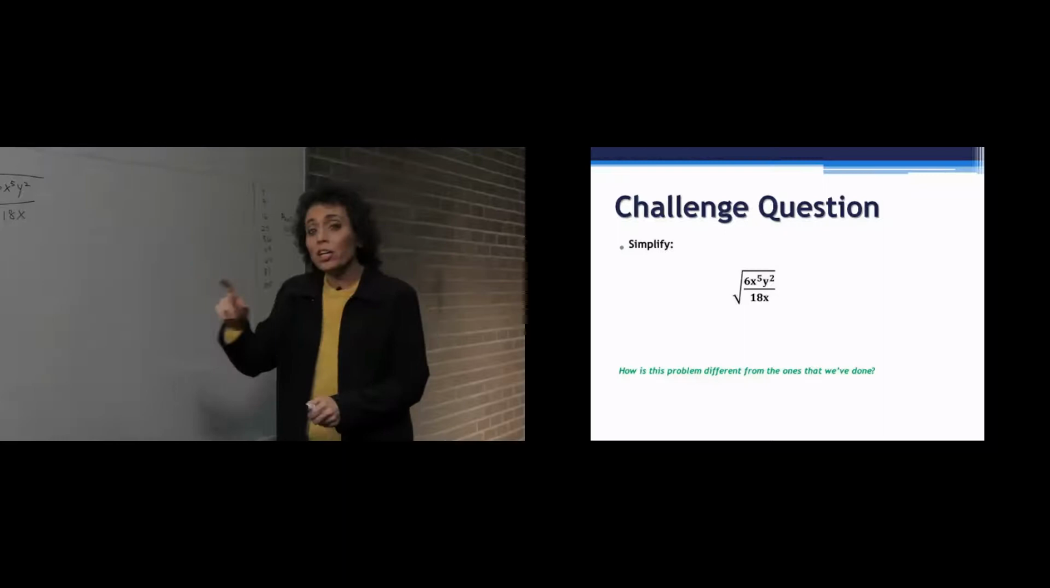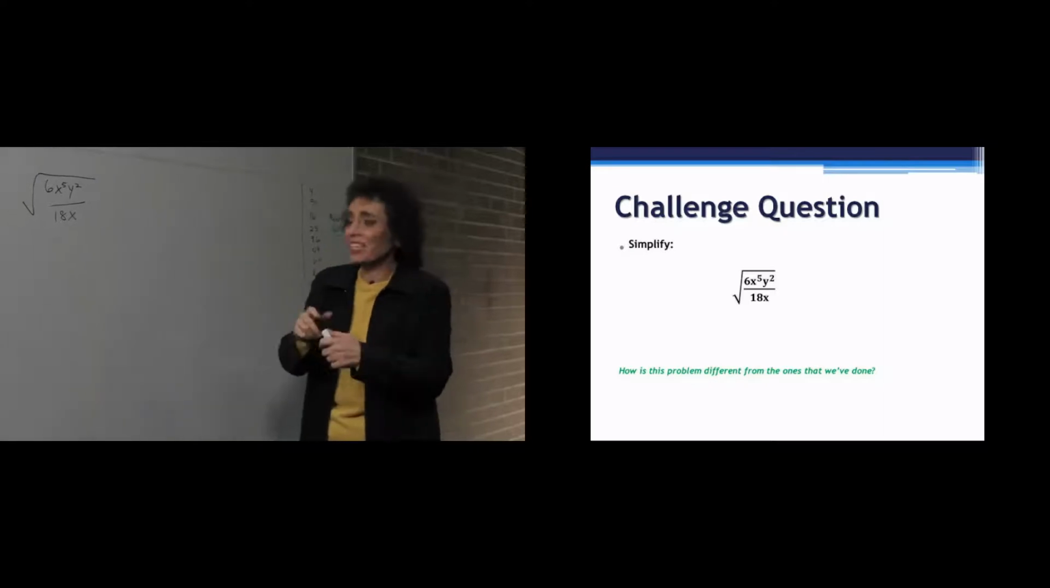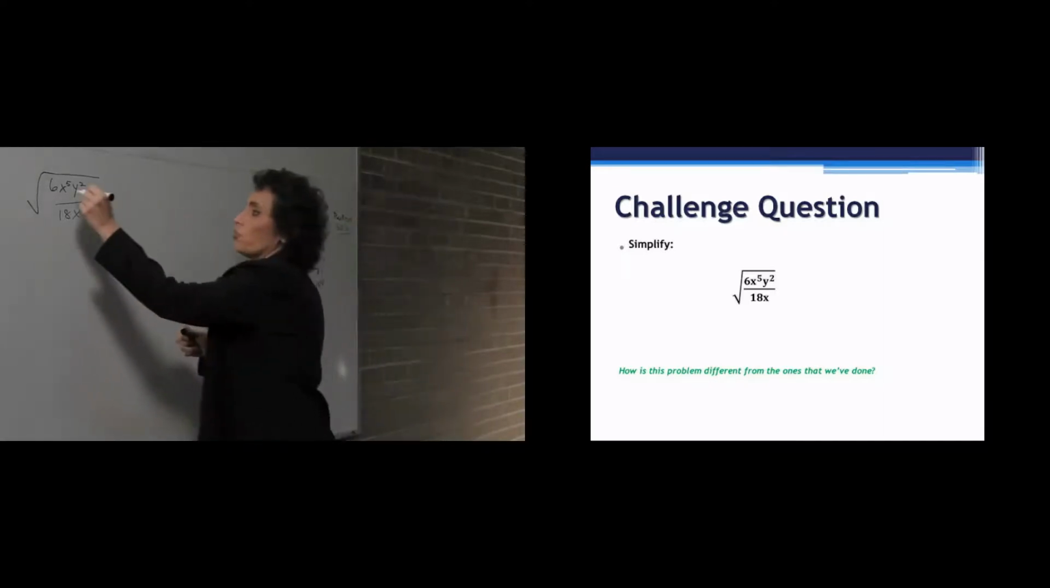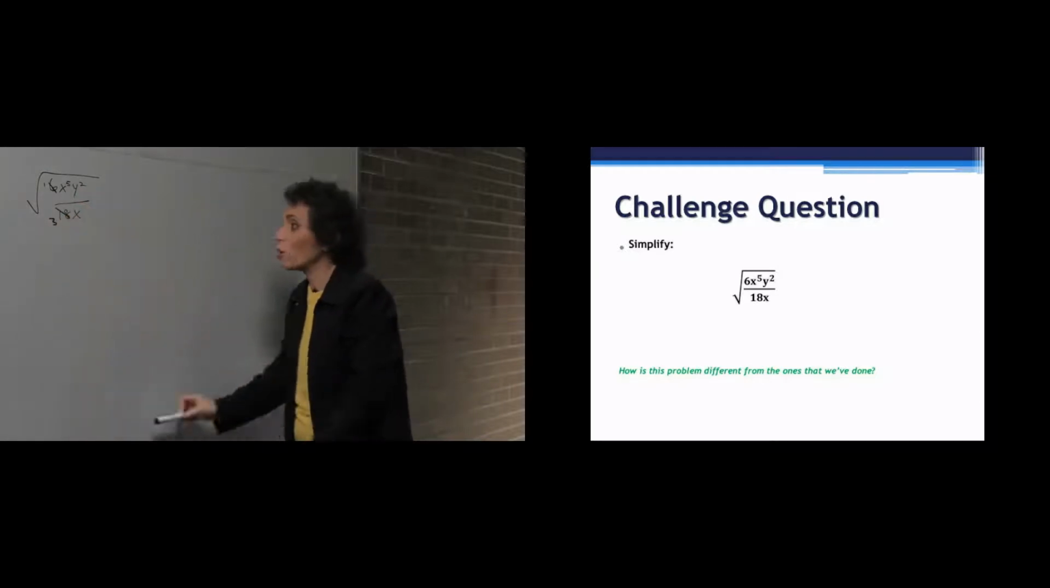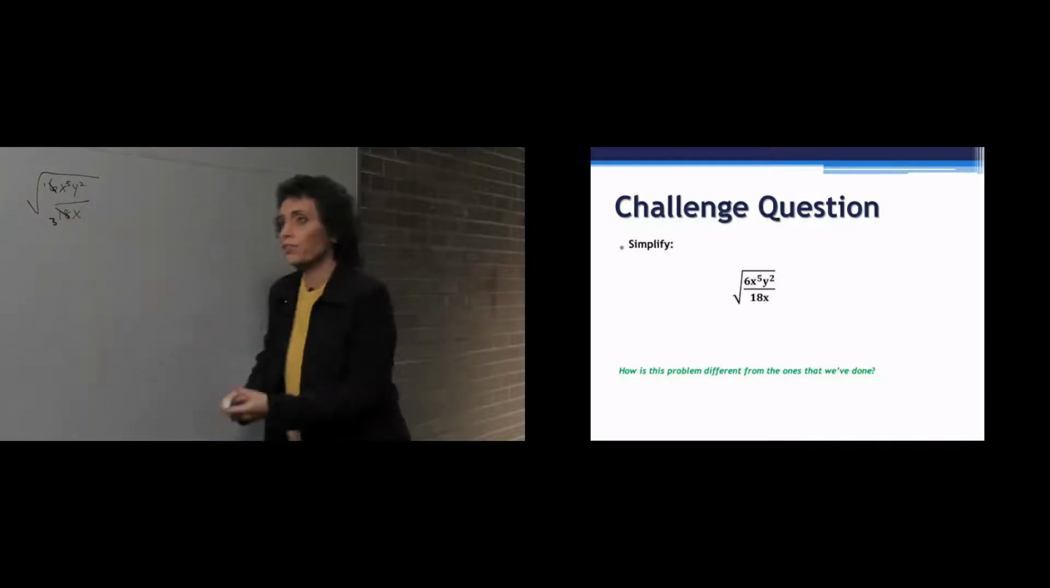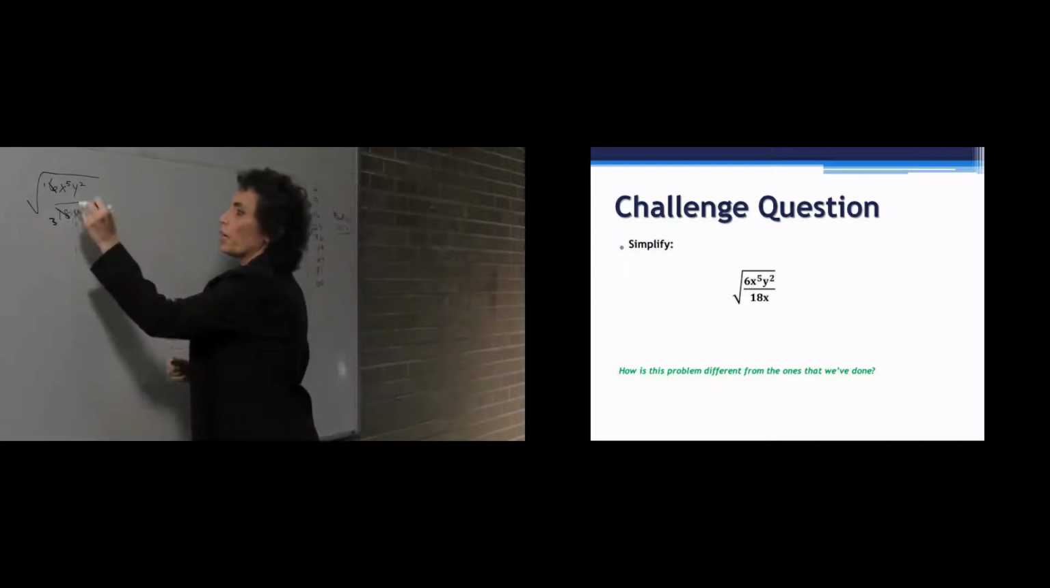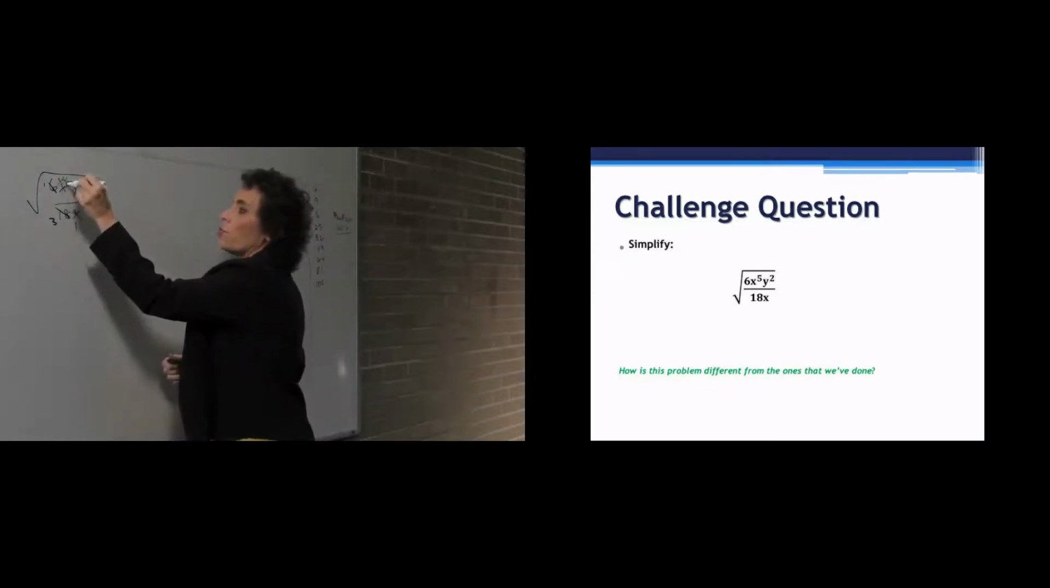Take a look at this problem. I know you're thinking, we just did this. Well, let's see, all right? We can reduce this. 6 goes into 6 once, 6 goes into 18 3 times, and now take care of those variables. And we get x, and we get x to the 4th.